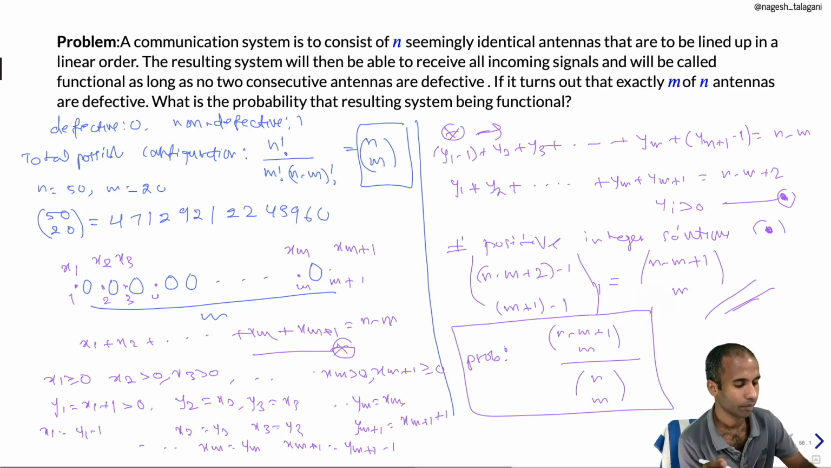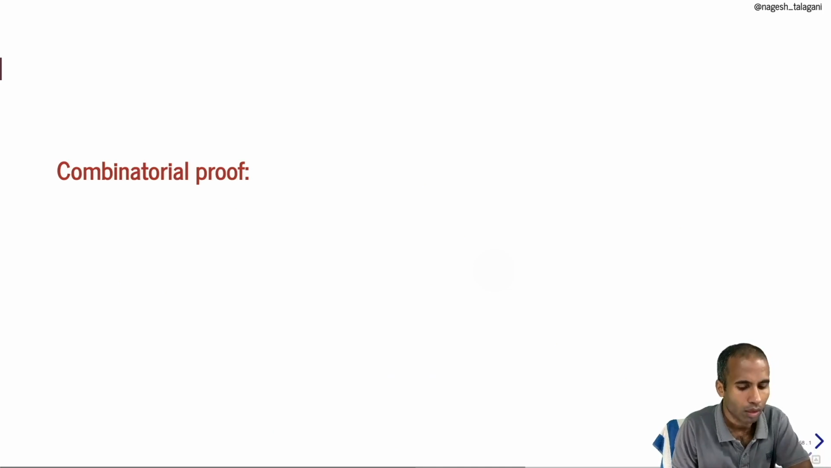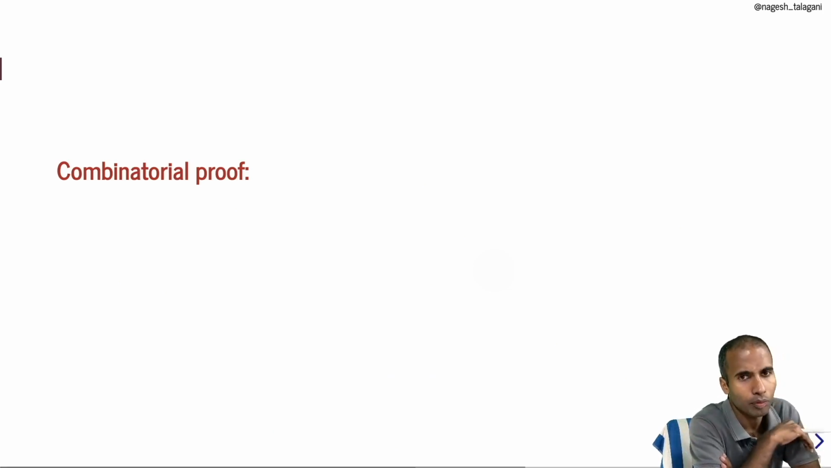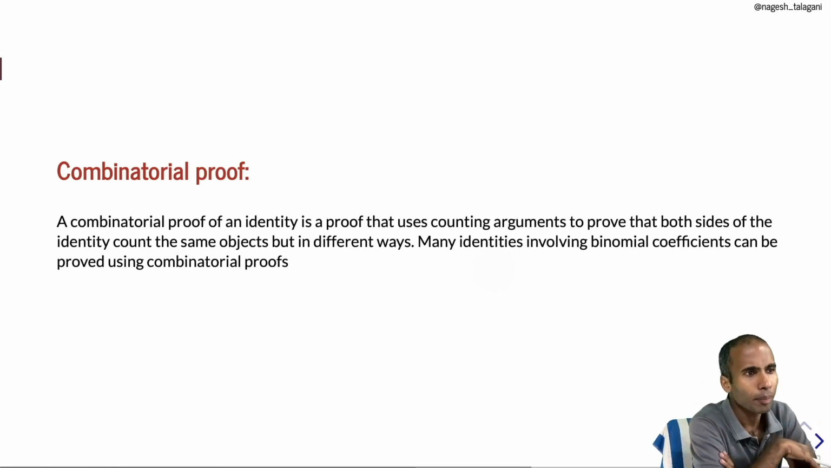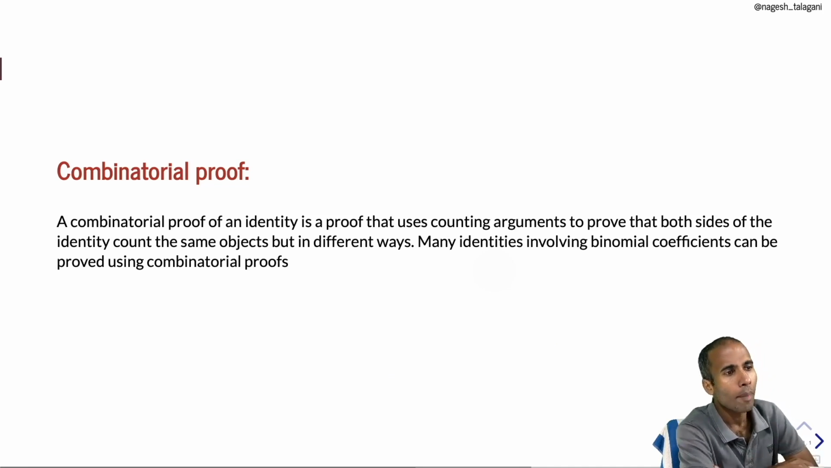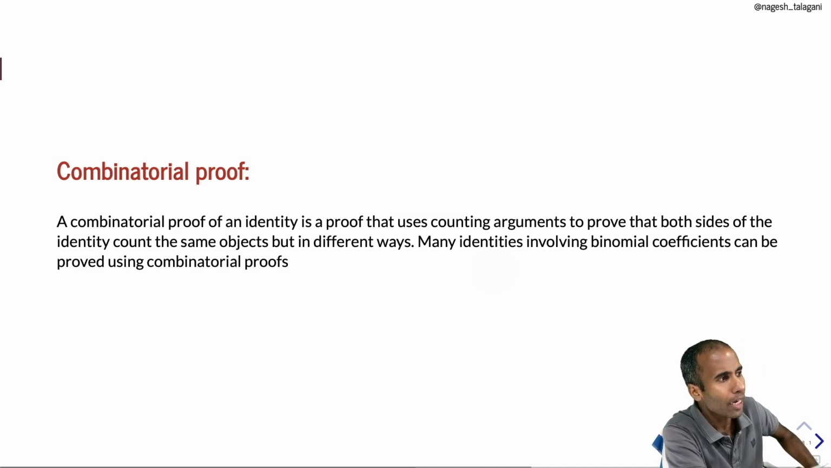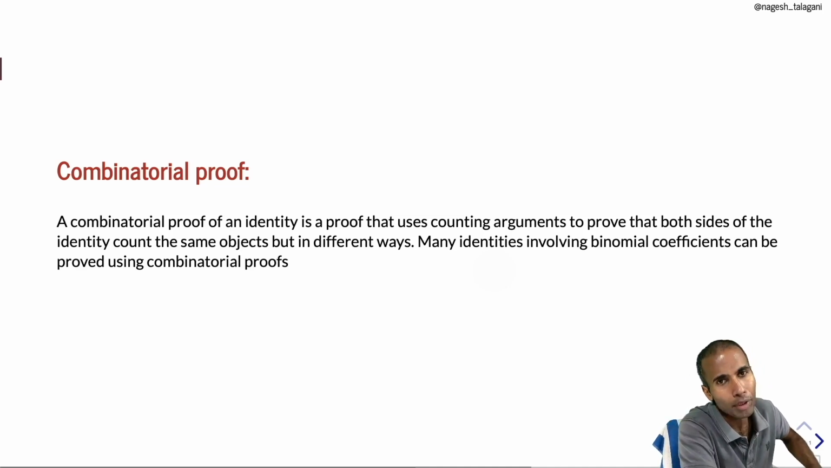Okay, next, combinatorial proof. A combinatorial proof of an identity is a proof that uses a counting argument to prove that both sides of the identity count the same objects but in different ways. Many identities involving binomial coefficients can be proved using combinatorial proofs.